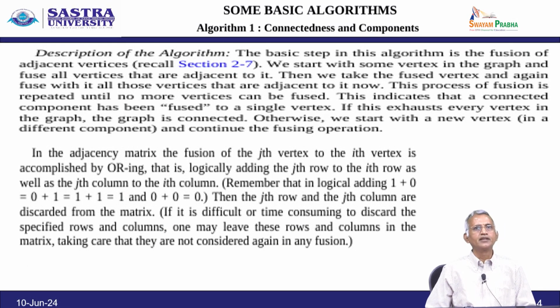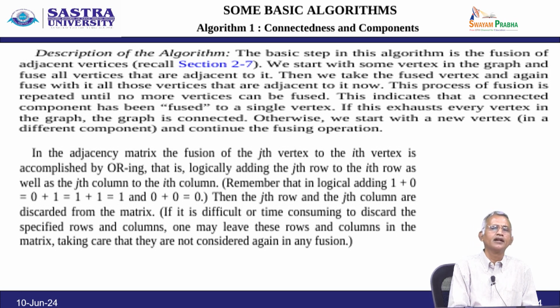So, let us start with algorithm 1 based on connectedness and components. Already we discussed the meaning of connected and components. A graph G is said to be connected if there is a path between any two vertices, and a component means taking a disconnected graph and having a subgraph that is also connected. That is already discussed, so you have to refer to the previous talk.